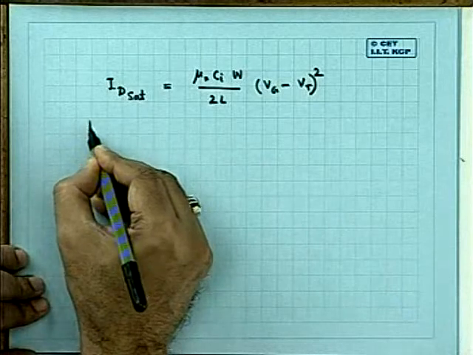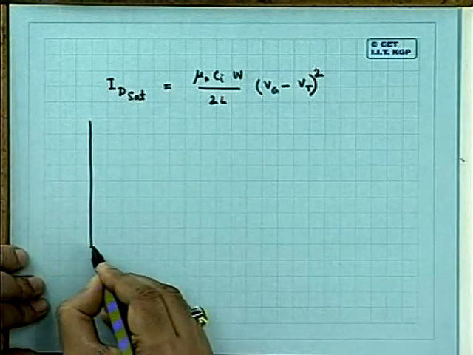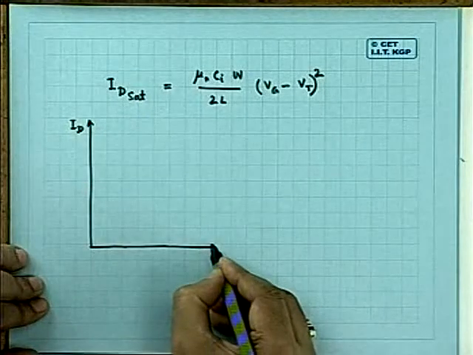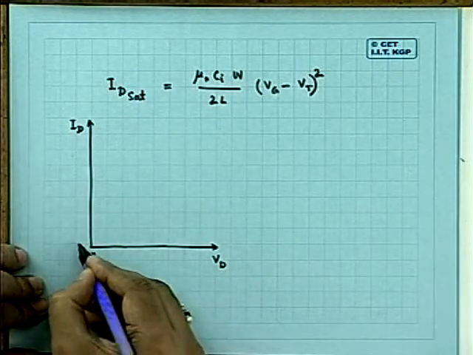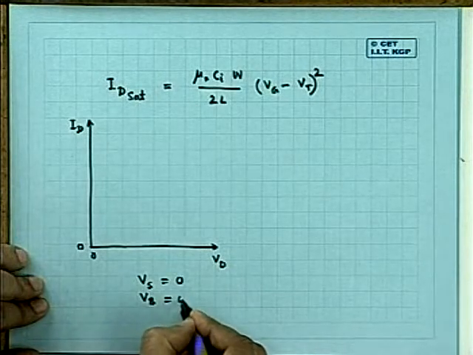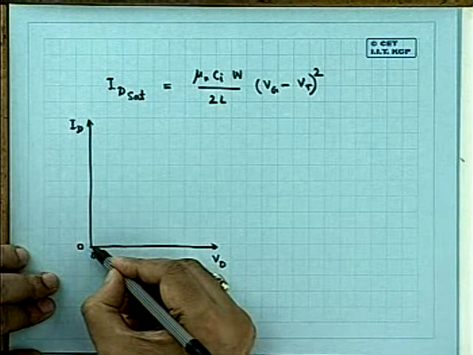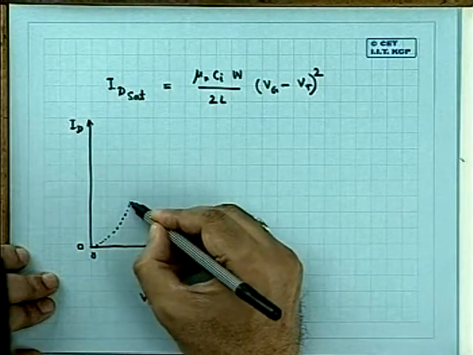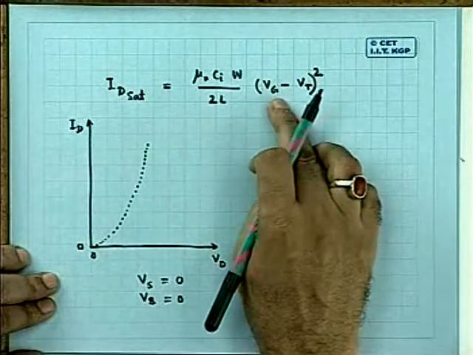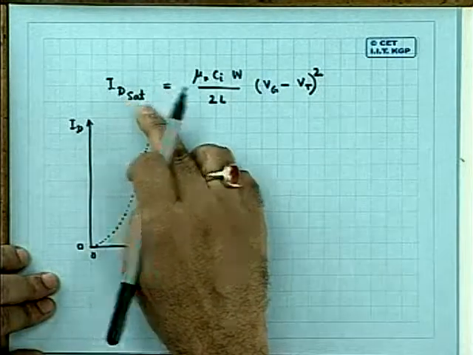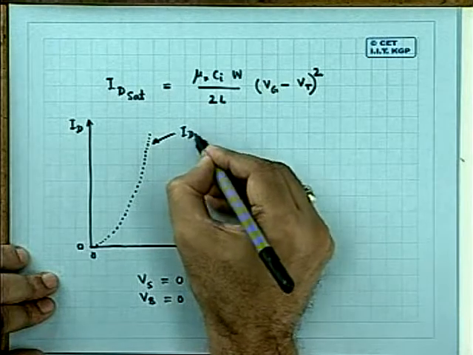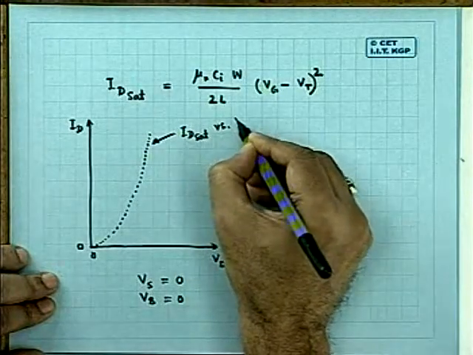So as a result, if I plot the ID versus VD, under the assumption that VS is equal to 0 and VB is equal to 0, then we get a curve which is a dashed curve, which is a plot of ID versus VG. If I plot ID sat versus VG, then I get a square law curve like this. So this is the plot of ID sat versus VG.